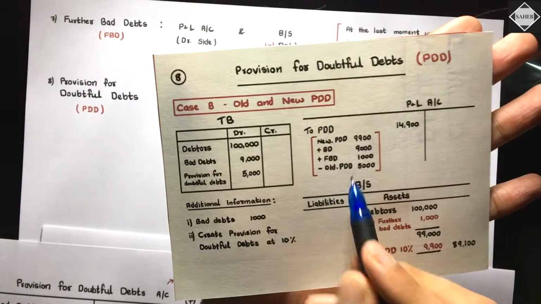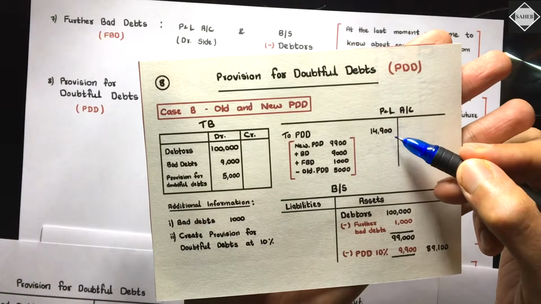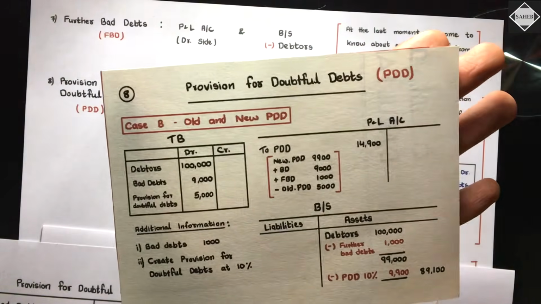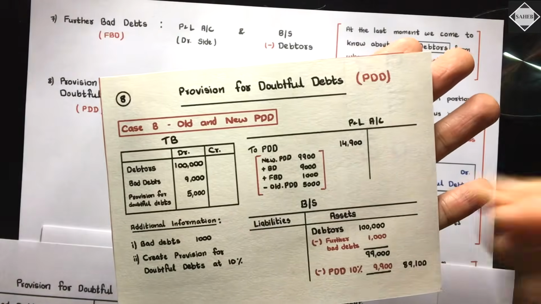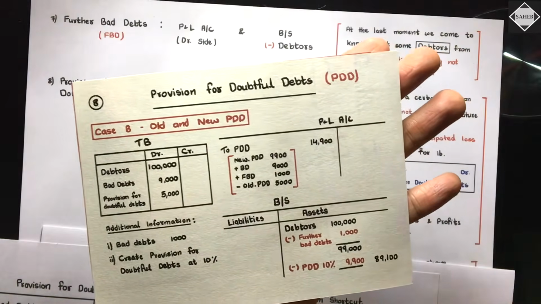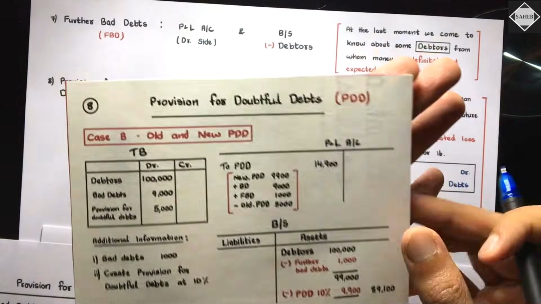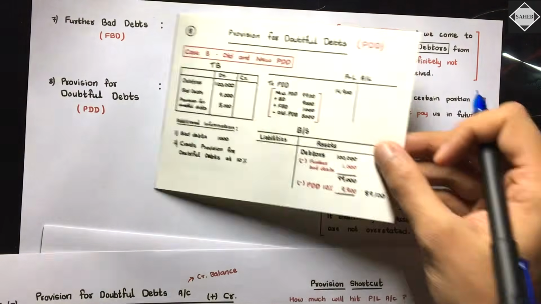After doing this, we found out a positive figure of 14,900. So we debited that in P&L. We got a positive figure. That is very important. If you would have got a negative figure, minus 14,900, then here it would have come by PDD 14,900. Do you understand? This is how it is.